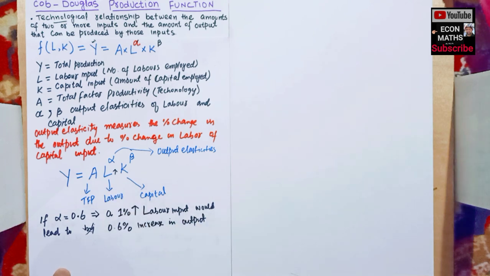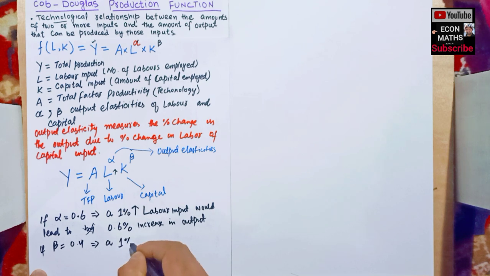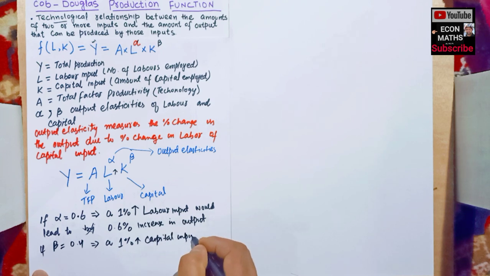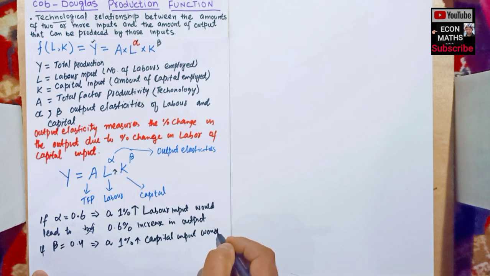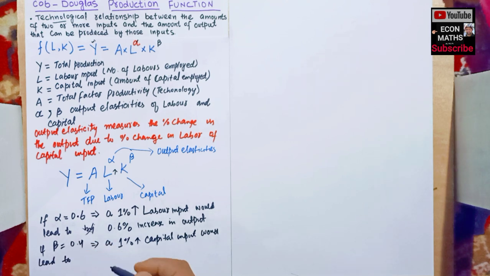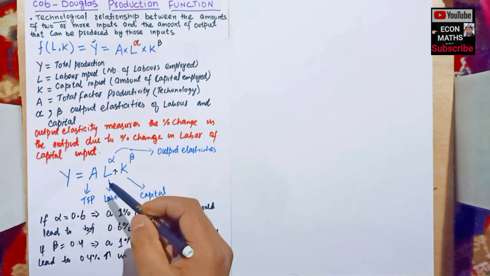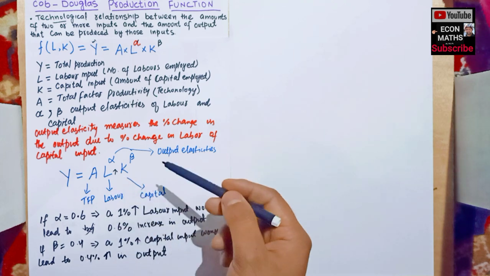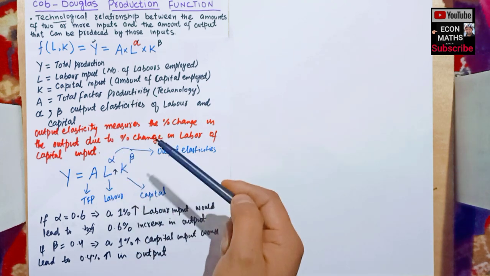And the same is true for capital, this beta. Let us say the value of beta is 0.4. This will mean that a 1% increase in capital input would lead to a 0.4% increase in output. So these alpha and beta are the output elasticities of labor and capital respectively.